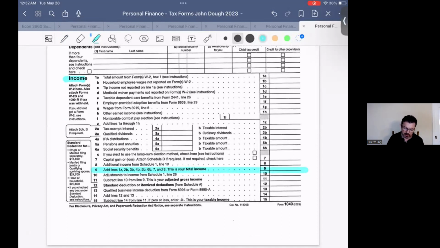Notice that line 9, your total income, adds up everything else up here. In other words, we said before that at the federal level, you're going to pay taxes on all the income that you make. And you can see in all of these lines here all the different types of income that we're talking about: wage income, interest income, dividend income, capital gain income, Social Security or pension income, all kinds of incomes. Those are added together, and line 9 shows your total income.